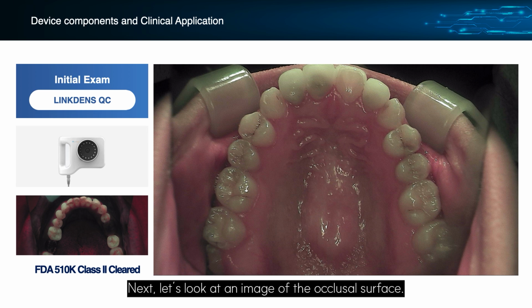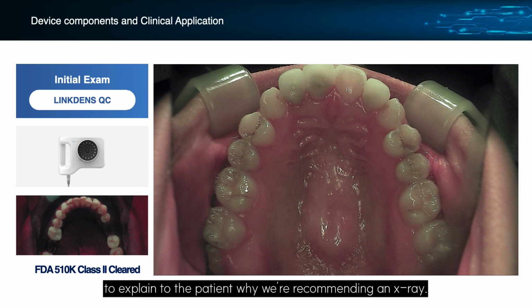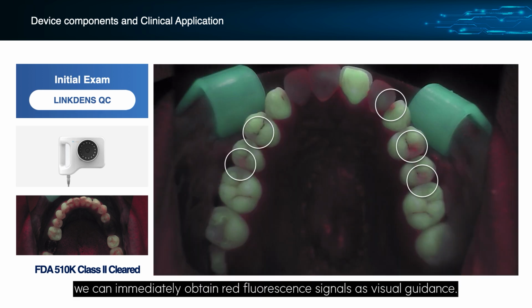Next, let's look at an image of the occlusal surface. Usually we rely on visual cues such as dark spots on the occlusal surface to explain to the patient why we're recommending an X-ray. However, with BLISS technology, we can immediately obtain red fluorescence signals as visual guidance.